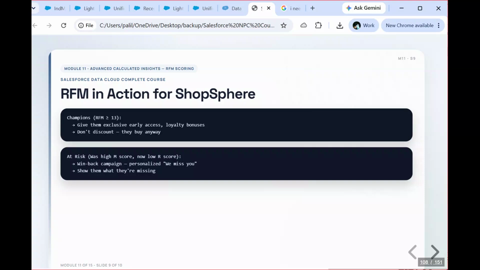Look at how RFM analysis guides Shopware marketing strategies. For champions like Jennifer, you don't need discounts, they buy anyway. Give them exclusive perks and early access. For at-risk customers, you run a personalized win-back campaign. For new customers with high recency but low frequency, you focus on building the purchase habit with a second purchase incentive. RFM turns your unified data into a clear action plan.